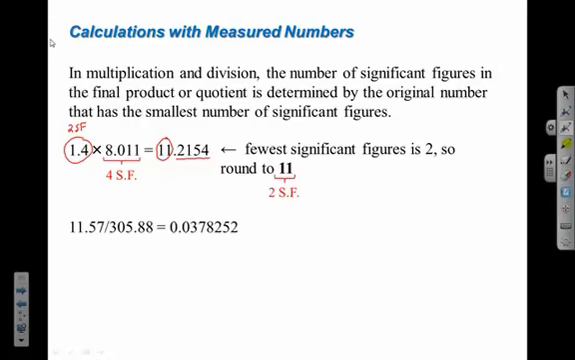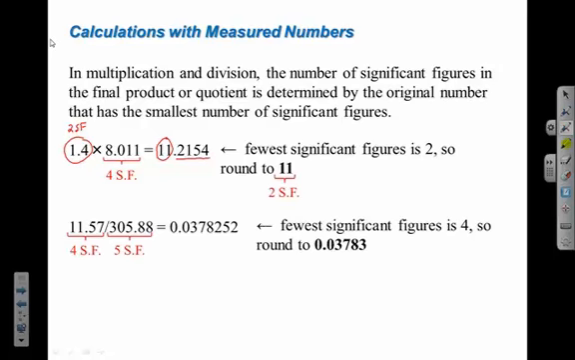Here I'm dividing. Same rule though. So here I've got 4 SigFigs with this number, 5 with the next. So the one with the fewest is 4. So I would apply those 4 SigFigs to this number. Again, these zeros don't count. Students make this mistake a lot too.